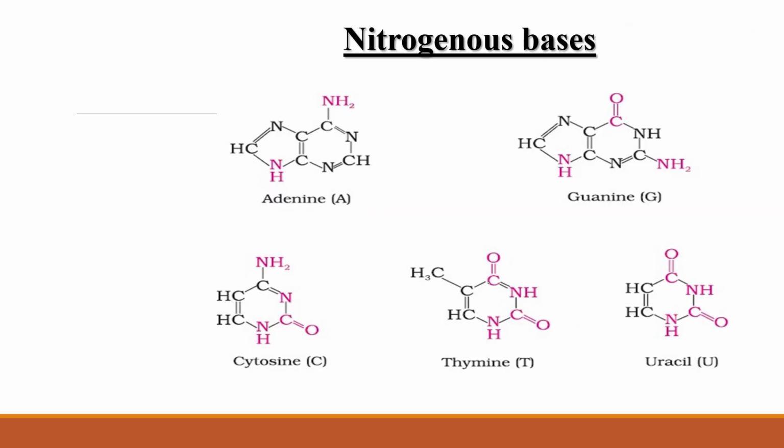These are the pictures of different bases. As you can see over here, adenine and guanine are both under the purine category and both are double ring structures. You can see over here, these are known as purines. While pyrimidines, cytosine, thymine, and uracil, all these three, are single ring structures and come under the pyrimidine category.